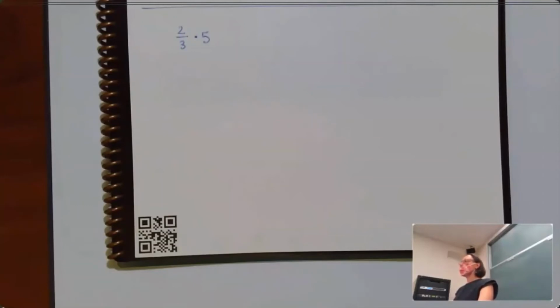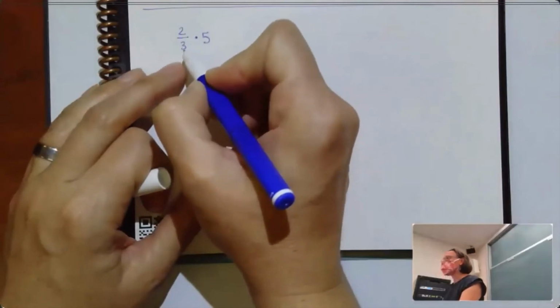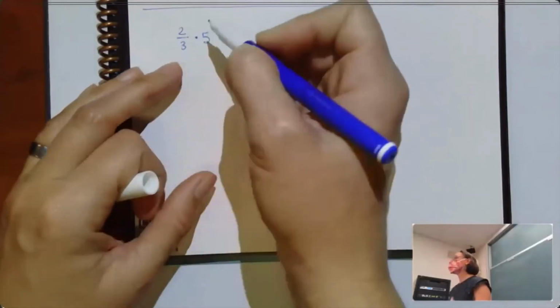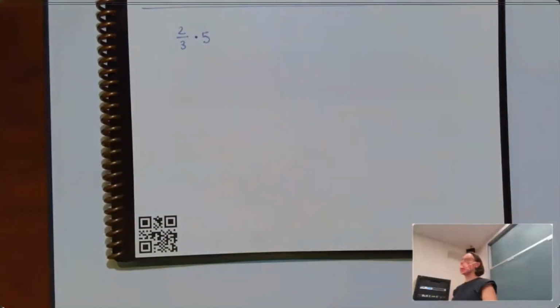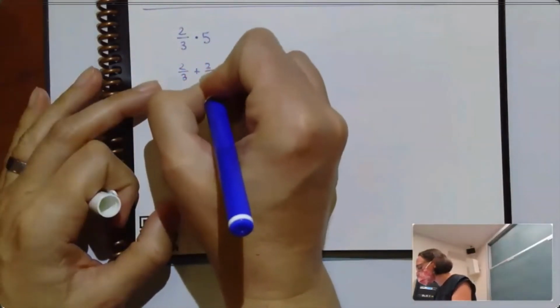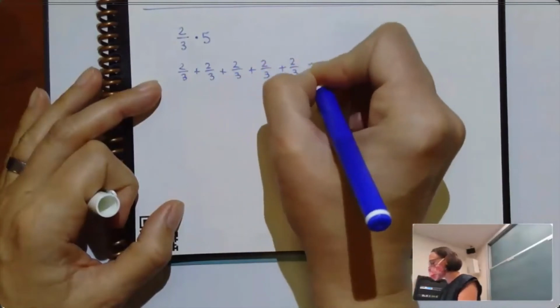What you need to do is make sense of what you have written. So right now, I have written 2/3 times 5. Now what this means is that the size of these pieces were 1/3, and I have 2 of them. But that times 5 says I actually have a total of 5 of those 2/3. This is equivalent to saying 2/3 plus 2/3 plus 2/3 plus 2/3 plus 2/3.